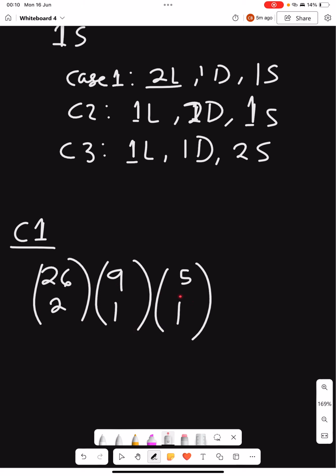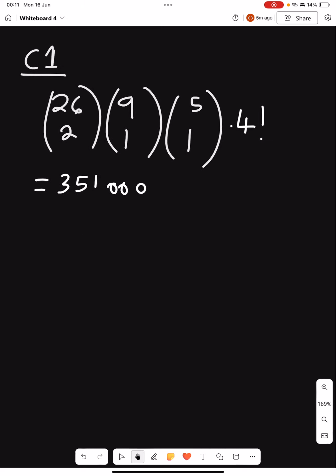But remember the order is concerned, so after selecting, we need to now permute them, which is times by factorial 4. And when we press a calculator for this, it gives us 351000. That was for case 1.